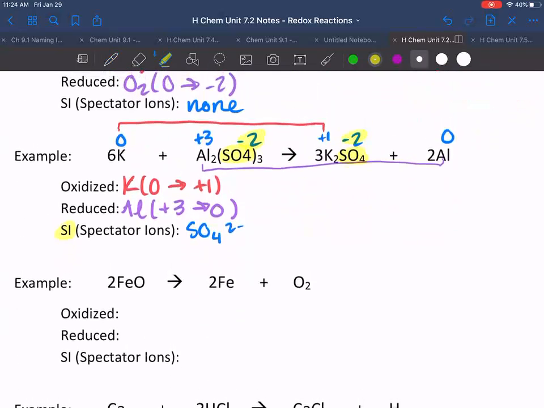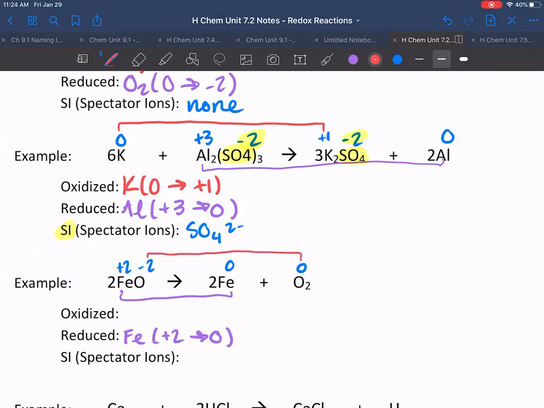All right, next one here. We have a +2 and a -2 going to 0 and 0. If I look at iron, this one's actually being reduced because it's going from a positive number and getting less positive. It's becoming more negative. So iron is going to be our reduced, going from +2 to 0. And then we have oxygen being oxidized as it goes from -2 to 0. And then we don't have any other species, so no spectator ions.